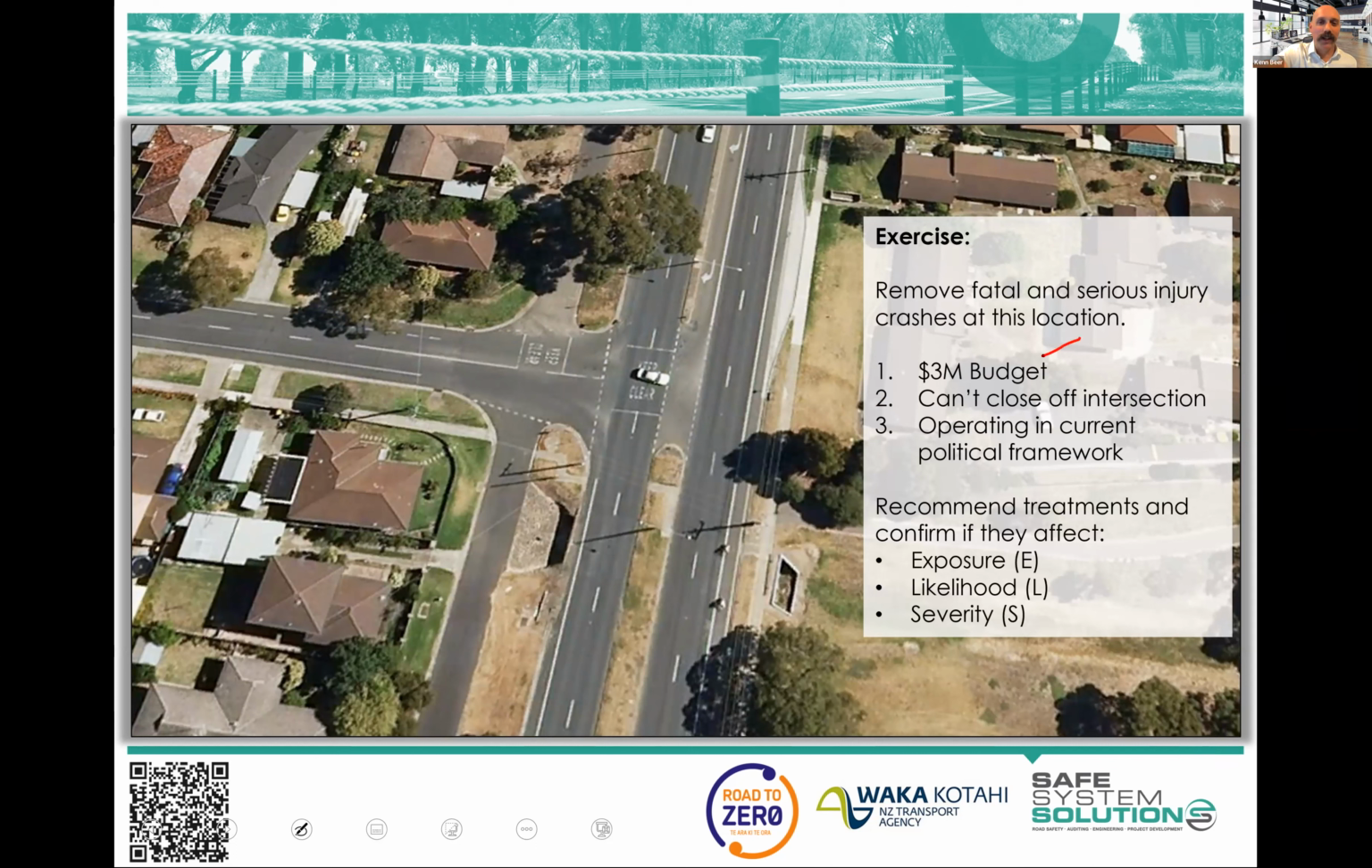I'm going to give you a budget, and your budget's going to be $3 million. It does sound like a lot if you're not in the infrastructure space, but building infrastructure is very expensive, and so $3 million doesn't get you too far. But some of you are probably going, well, I don't know how much things cost. I can't do this exercise.